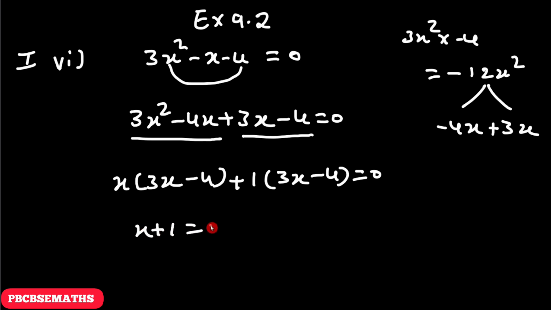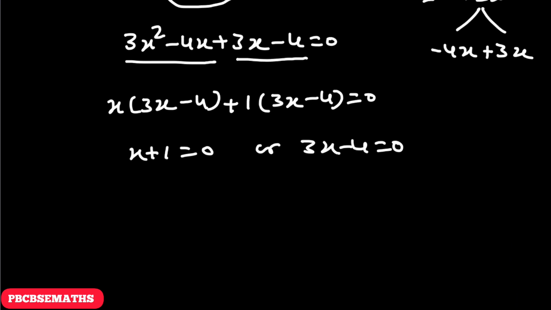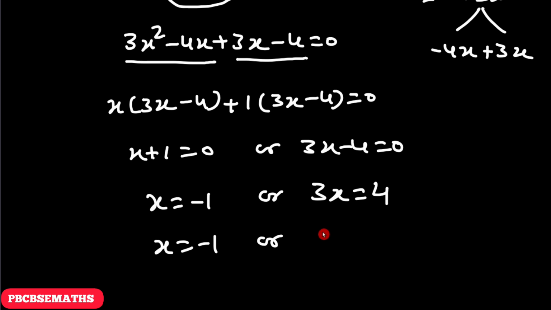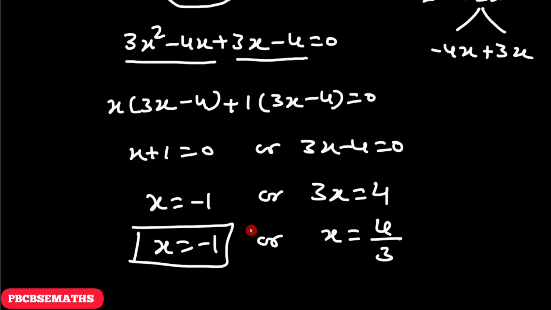Then x plus 1 equals 0 or 3x minus 4 equals 0. Then we get x equals minus 1 or 3x equals 4. So x equals minus 1 or x equals 4 by 3. So the two zeros of this given polynomial are minus 1 and 4 by 3.